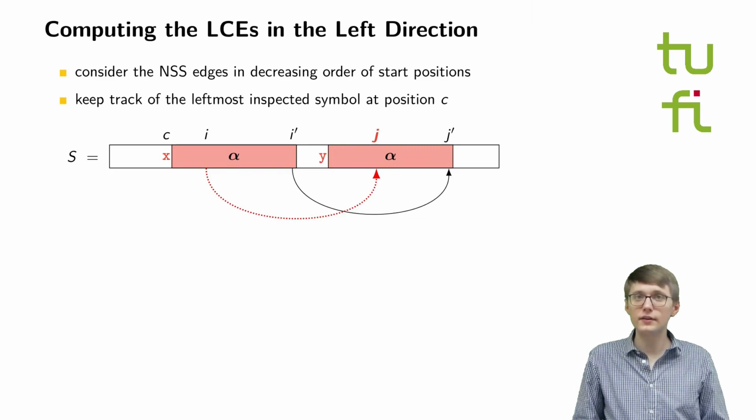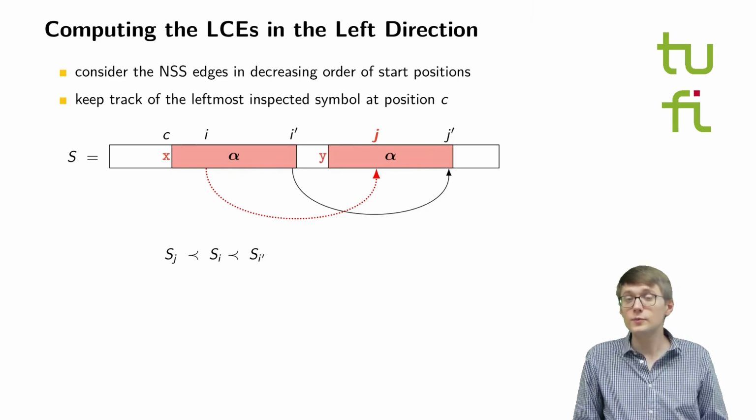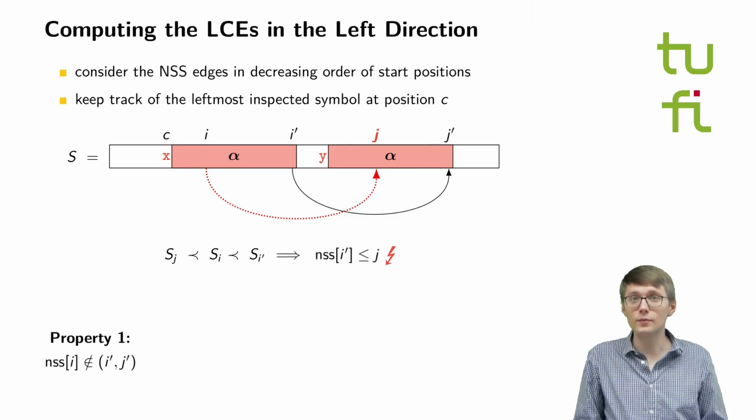Assume that it is contained in the interval, then we have this red next smaller suffix edge from I to j. By definition of next smaller suffixes, this means that the suffix at position j is lexicographically smaller than the suffix at position I. It also means that the suffix at position I' is lexicographically larger than the suffix at position I. Now we have shown that the suffix at position j is lexicographically smaller than the suffix at position I'. This means that the next smaller suffix edge, starting at I', cannot go any further than j. This is a contradiction, and therefore we have shown that j cannot be contained in the interval between I' and j'.